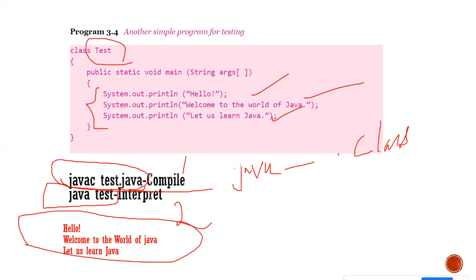What is the output? This is the output. This output will be displayed: Hello, welcome to the world of Java. Let us learn Java. So this is a simple program. To run this, you have to give javac for compilation, java for interpretation. This is the output.